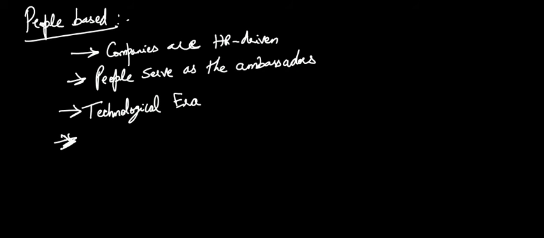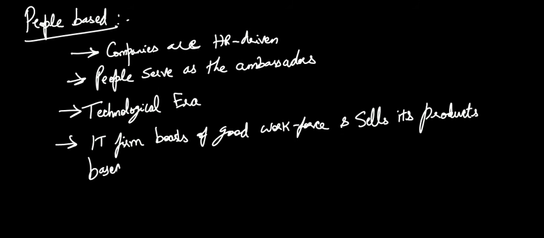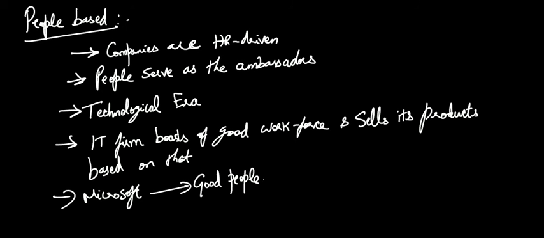For example, any software company, an IT firm, boasts of good workforce, and sells its software products based on that. A company like Microsoft goes for good people with good intellectual skills, and it creates a positioning that when you say Microsoft, the first thing which comes to your mind is technically sound human resource, and so a very good product from them. So this is people based positioning.